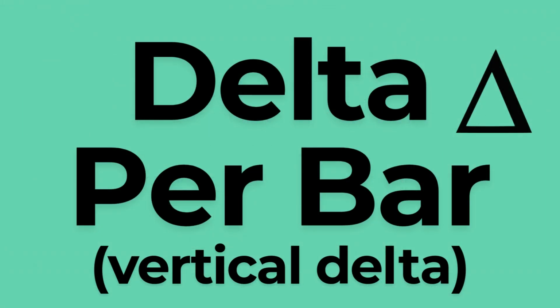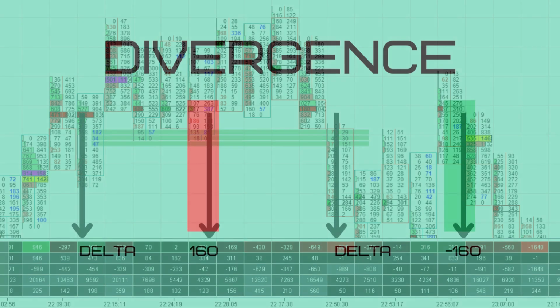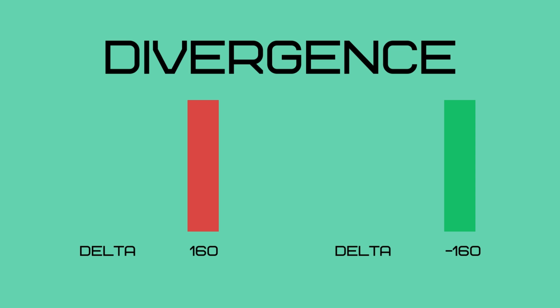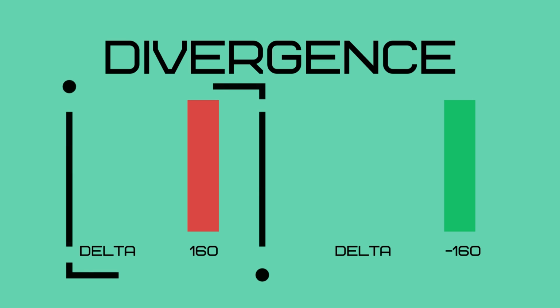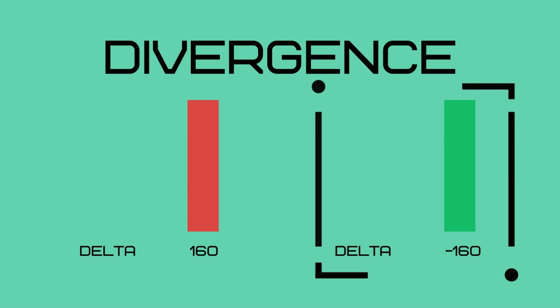The second way to use delta is in our statistics at the bottom of the chart. This reading shows us the net buying and selling over the duration of each bar, also known as the vertical delta. So what is the best way we can use this? Well, one of my favorite ways is as a delta divergence. This is where we have a positive delta, but the bar has closed lower than its open, or when we have a negative delta, but the candle has closed higher than its open.